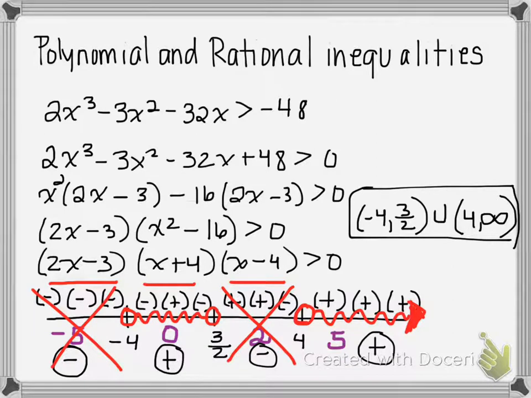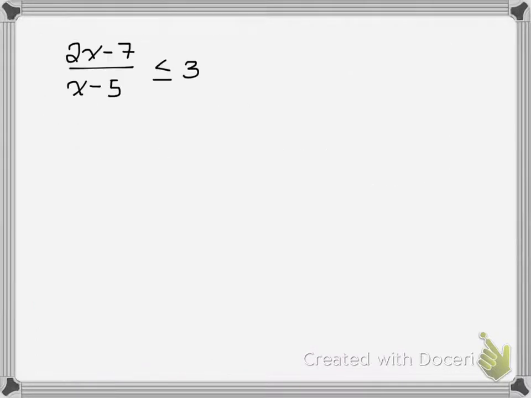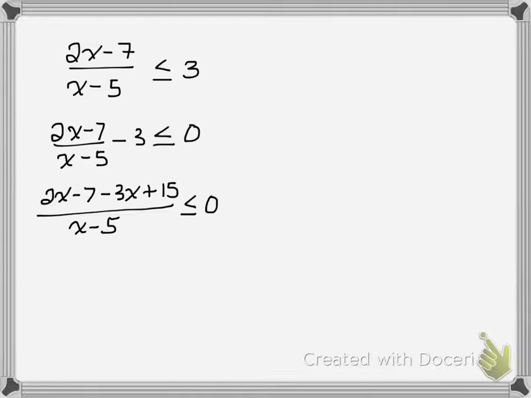Okay? Let's go ahead and look at another one, a rational function. It's going to work very similar. I'm going to set it to 0. Then I'm going to want to subtract here, find a common denominator and subtract. And I want to simplify this result. So that'll be negative x plus 8 over x minus 5 less than or equal to 0.